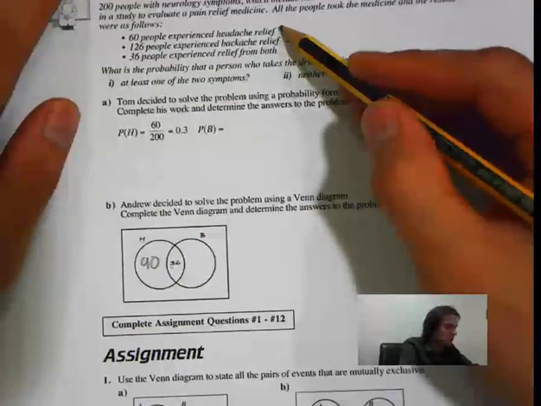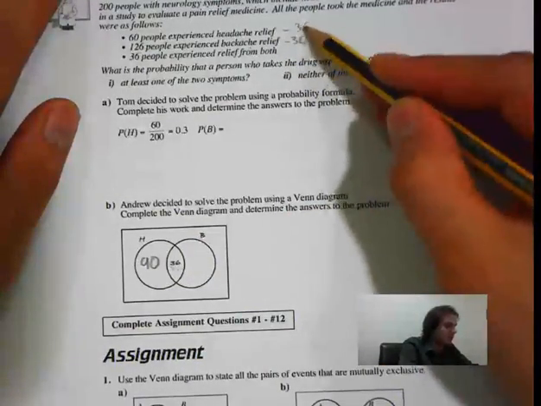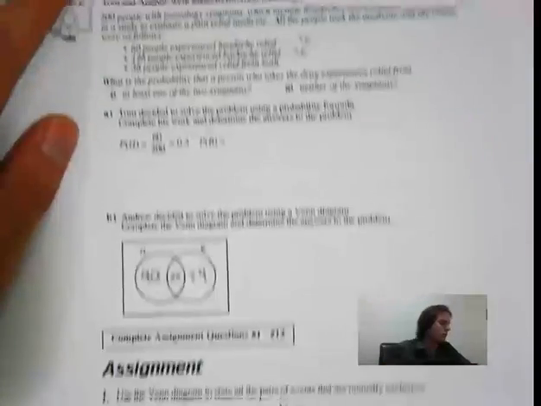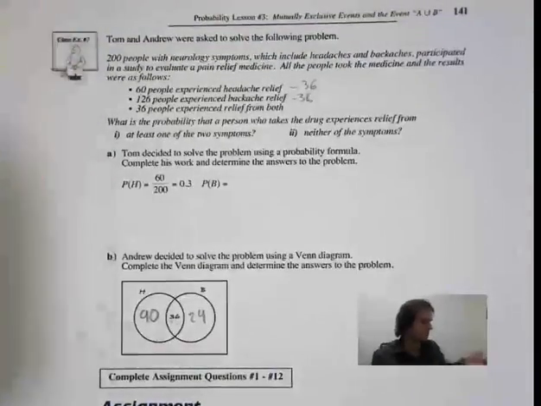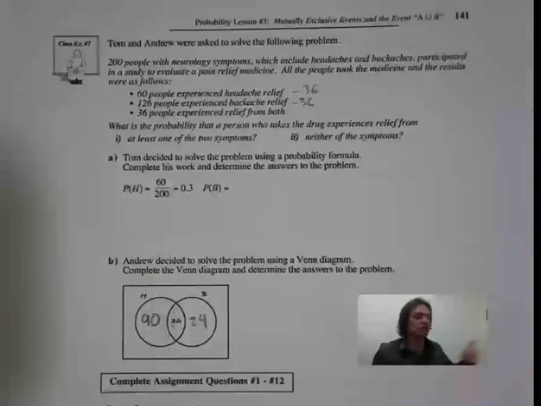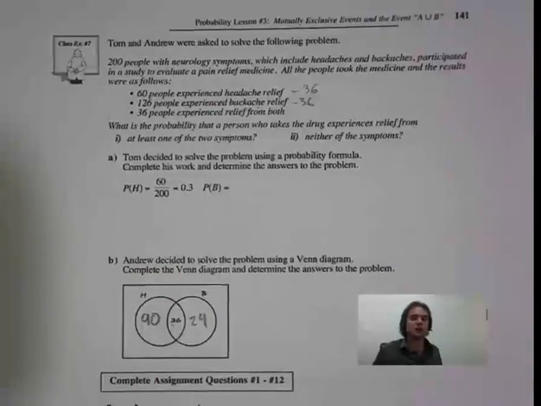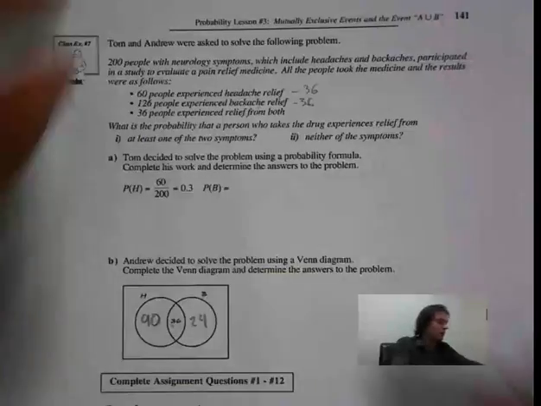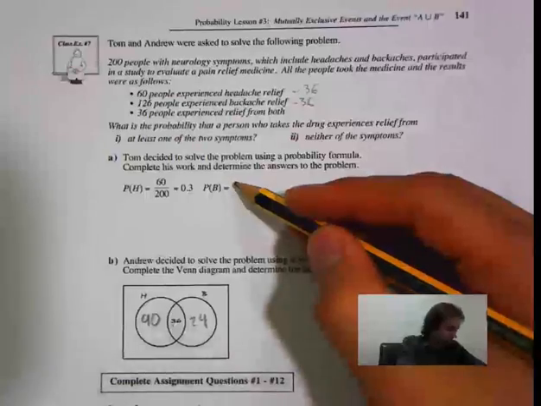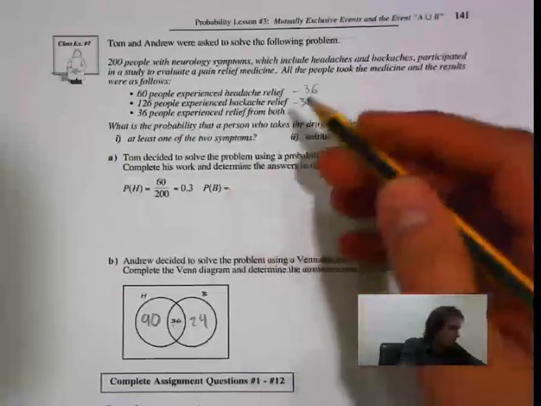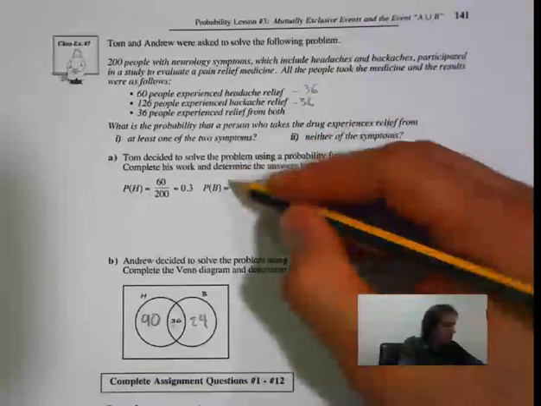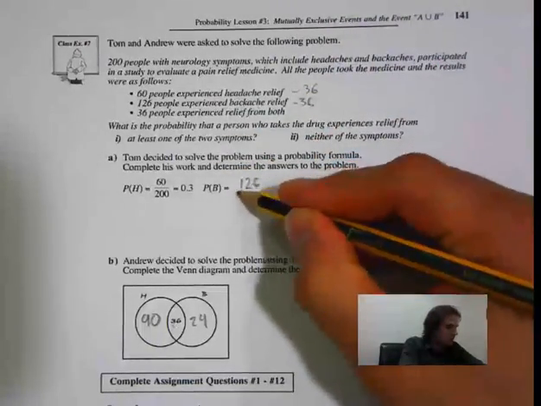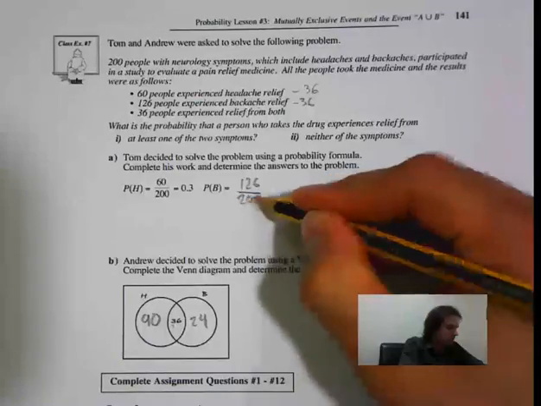Now it says 60 people are there, so I subtract 36. It's going to give me 24 for backache, okay? So that's interesting. So there's a subtraction going on to fill out a Venn diagram. Therefore, we know this is not mutually exclusive. So once again, we're going to have to do a subtraction as well. So what's the probability of B for backache? Well, that's going to be 126 out of 200.